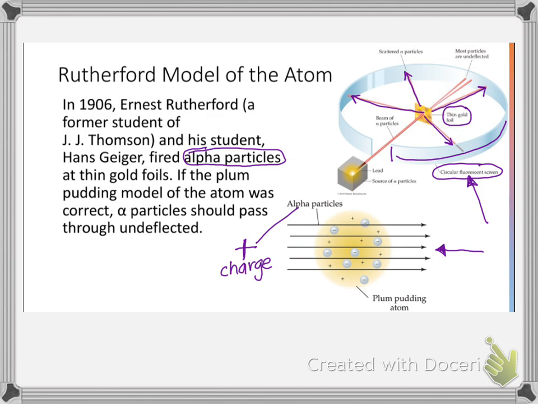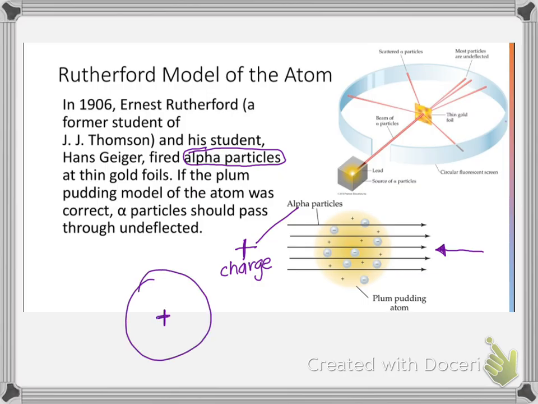So if I look back to this model, and let me erase my previous lines. I'm going to draw an atom with the plus in the middle. So the plus charge, for the most part, would just go through because the atom has a lot of empty space. The electrons are really small, so this alpha particle would just go through.